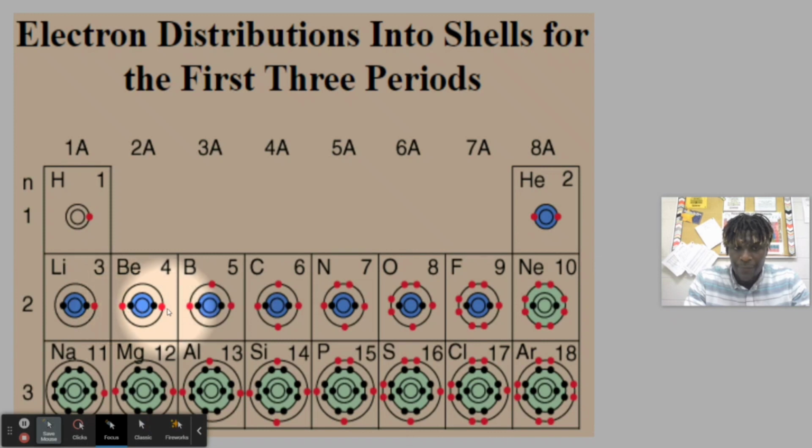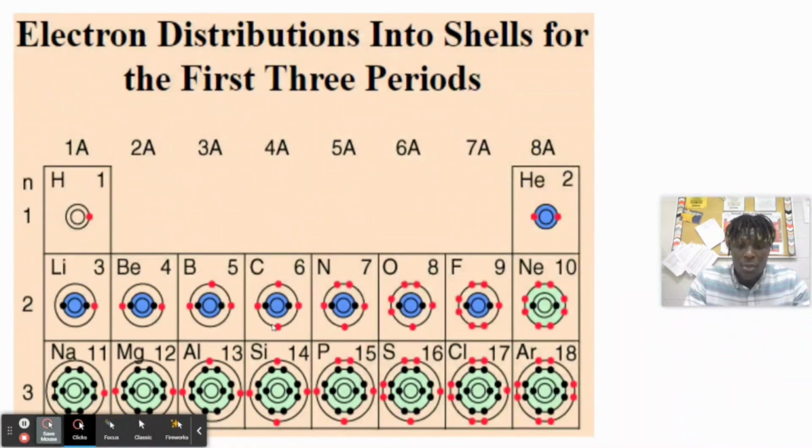1, 2, 3, 4. Beryllium, sorry. Look what boron has. 1, 2, 3, 4, 5. You see, as you go across, the atomic radius increases and the number of electrons increases. Good. Another thing, the groups also tell us the valence electrons.